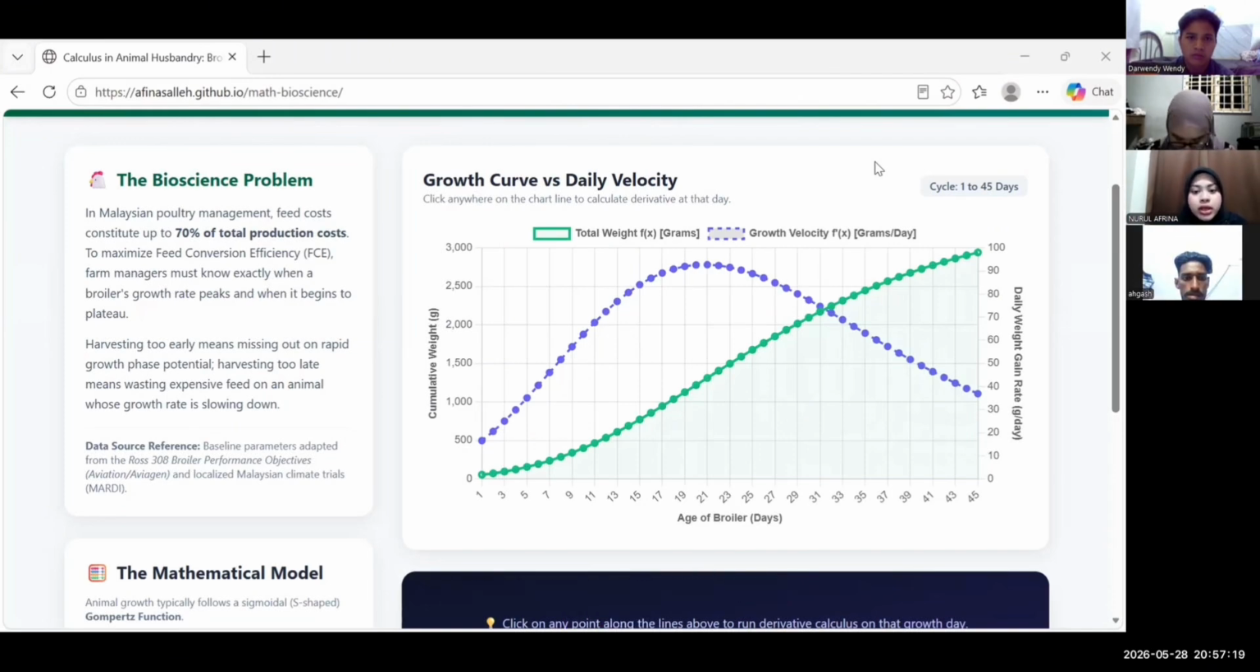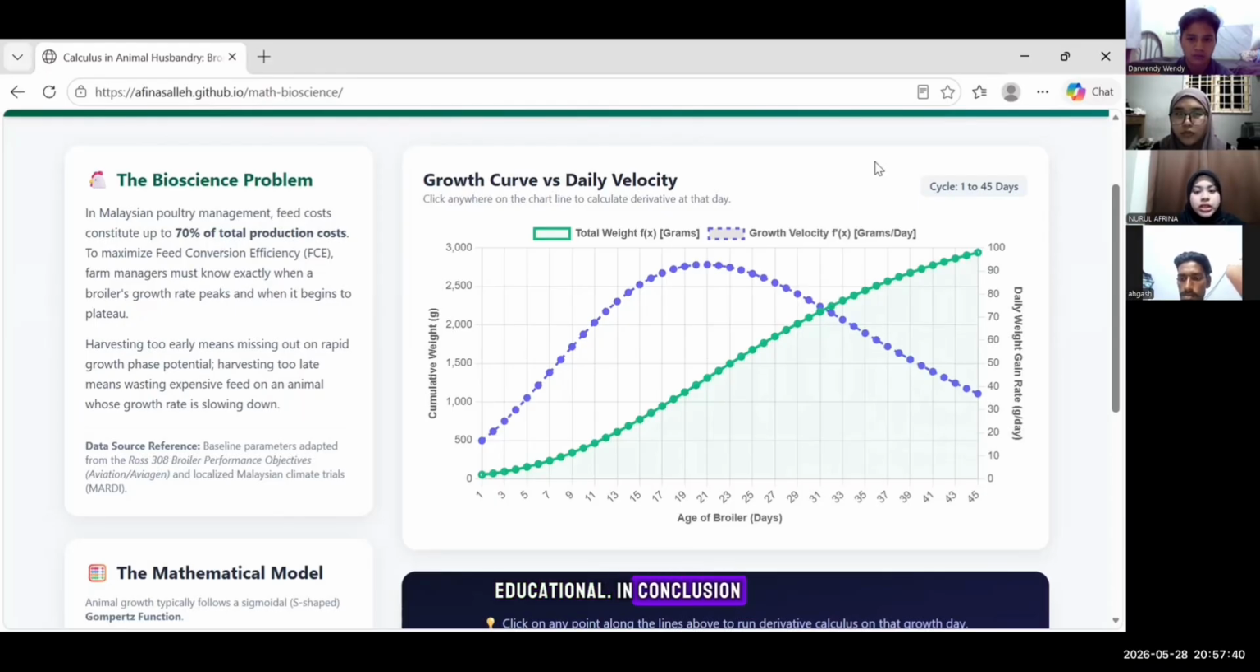One way to improve this HTML web page is to add a responsive interactive chart. For example, the user could adjust constants and instantly see how the growth curve changes. This will make the web page more engaging and educational.